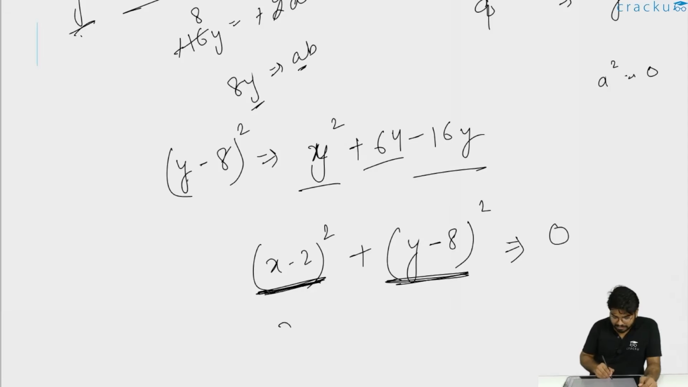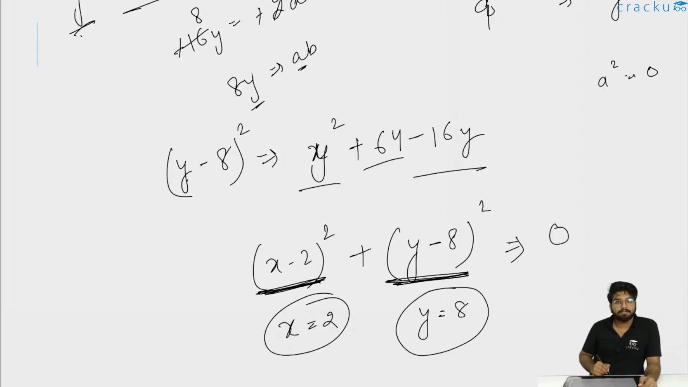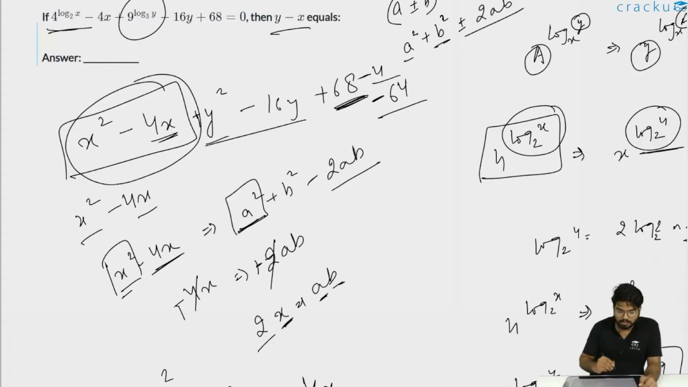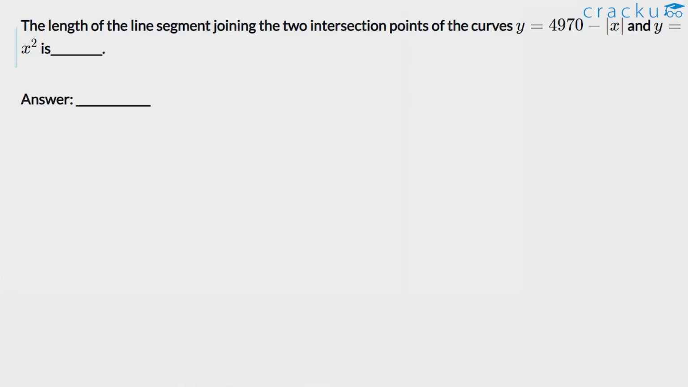If this is 0, I can write x is equal to 2. Similarly, if this is equal to 0, I can write y is equal to 8. This way we have found the value of x and y. We are asked y minus x, that is 8 minus 2, which is equal to 6.